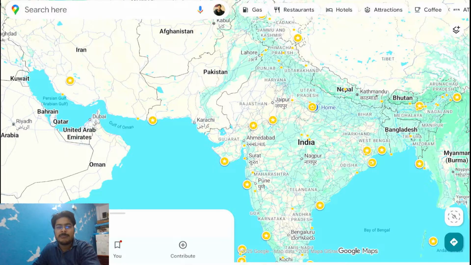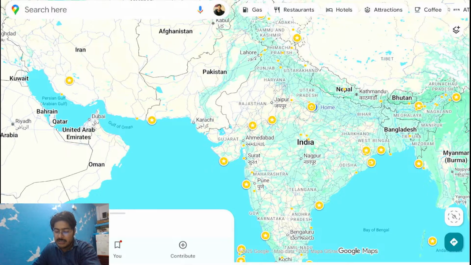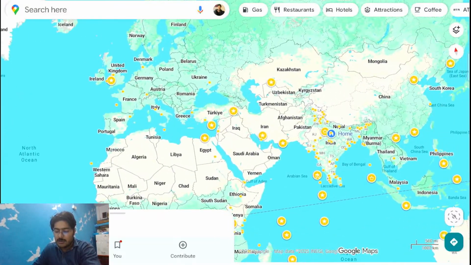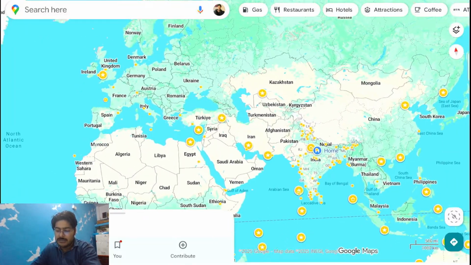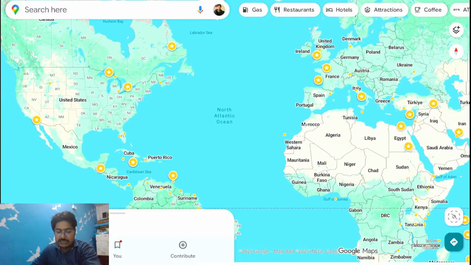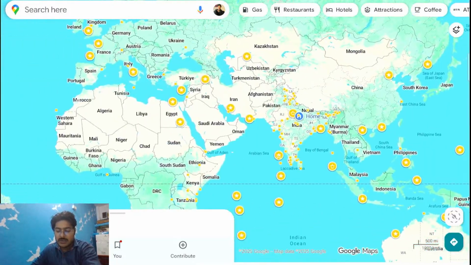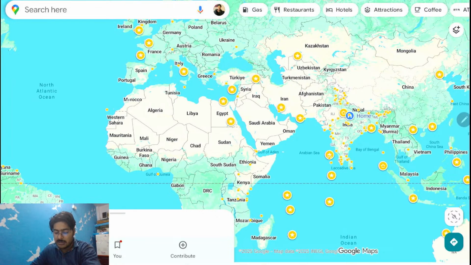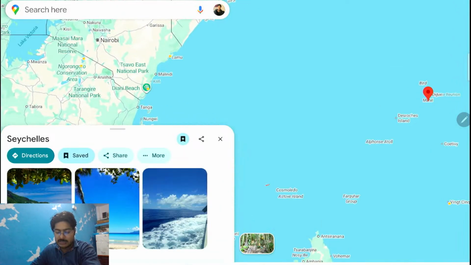Or with the maximum weightage. So you may use the Google Map. For example, you may see in my Google Map, if I zoom out, there are a lot of these stars. Why are these stars there? These stars are marking the important sites. For example, if I click on this star, it is the Seychelles Islands.